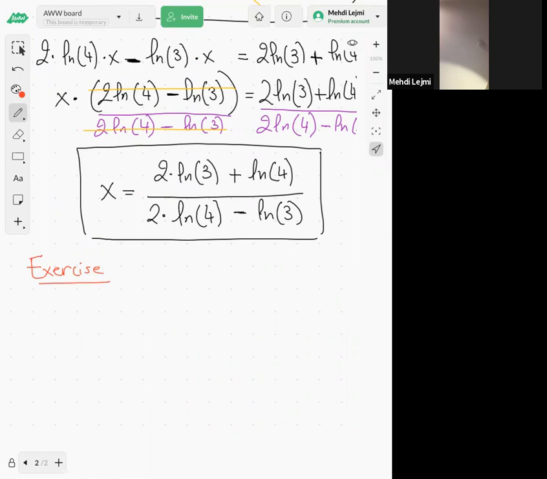Okay, so we have to solve for x, of course. Solve for x. So first equation. Let's say you have 5 to the power 2x minus 5 equals 5 to the power minus x plus 2, right?